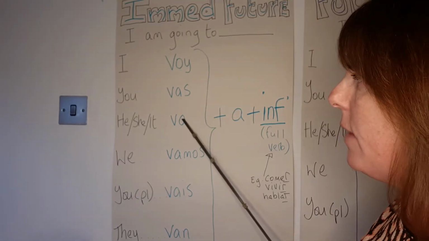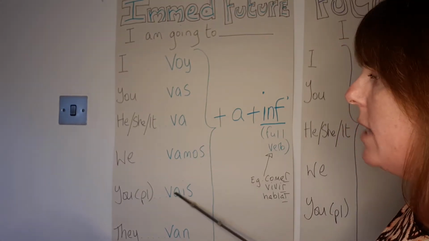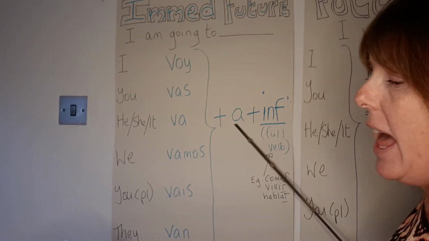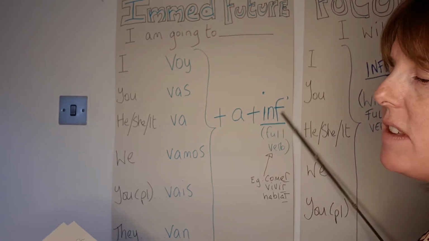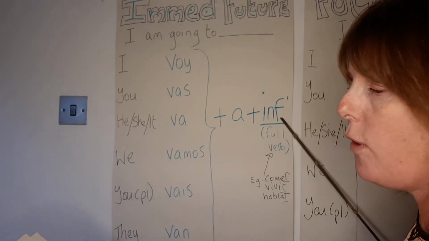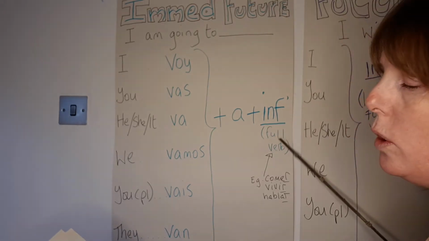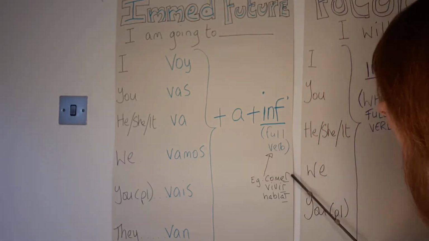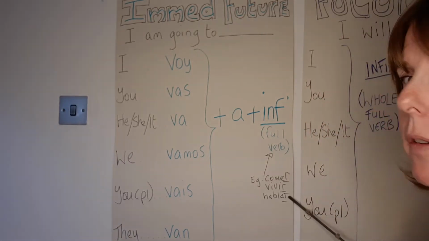Voy, vas and va, vamos and vais van, then add an a, then add an infinitive, and that's the posh name for a whole full verb. You can recognise them. They are verbs ending in an R.